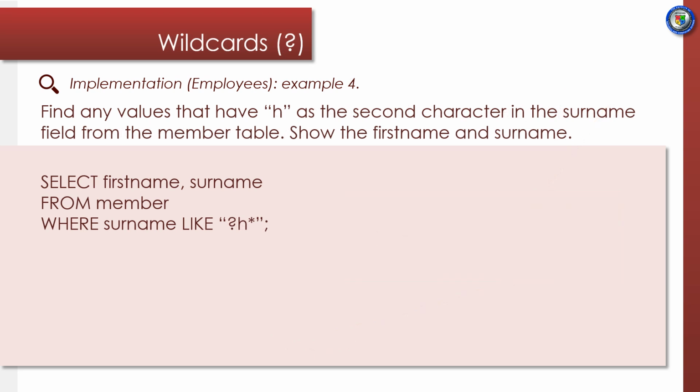Okay, we'll start to get a little more complex by adding a different wildcard character. In example 4, we'll find any values that have H as the second character in the surname, and we'll show the first name and surname. So our query is select first name and surname from the member table, where surname like question mark H asterisk.